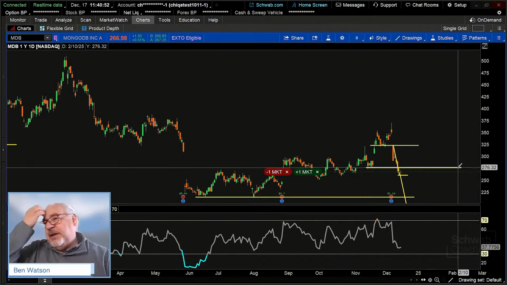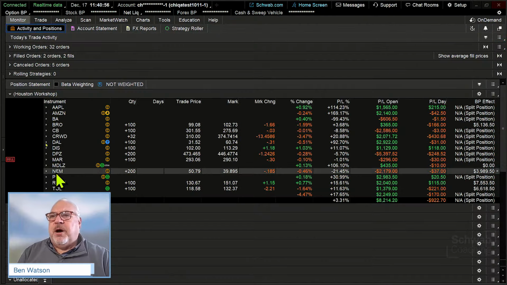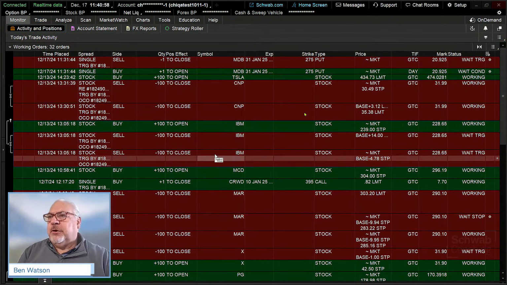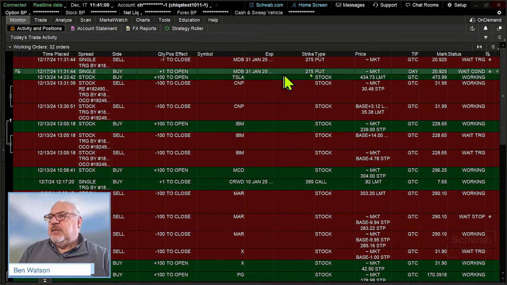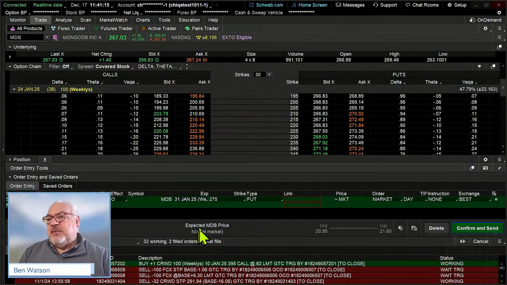So here's the other thing we might do with this trade. Let's go back to our working order here. Go back to our monitor tab. Let's go to our working order. And here's our order to get into MDB. So let's do this. Let's also right click, cancel replace.